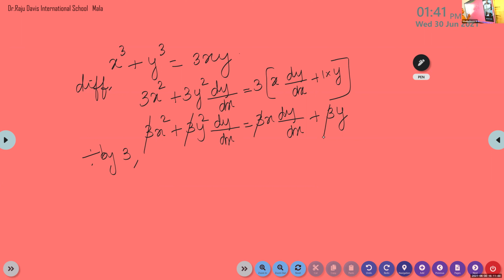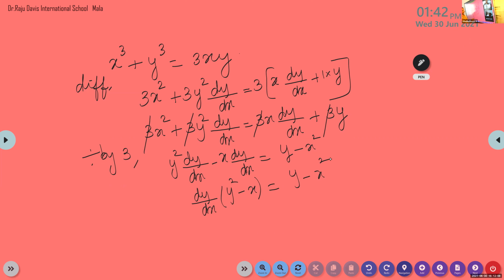Now collect the terms with dy by dx to one side. Minus x into dy by dx equal to y plus x square. If we take x square to the other side, it is minus x square. Therefore, dy by dx, if we take it as common, it is y square minus x equals y minus x square. Therefore, dy by dx is y minus x square by y square minus x.